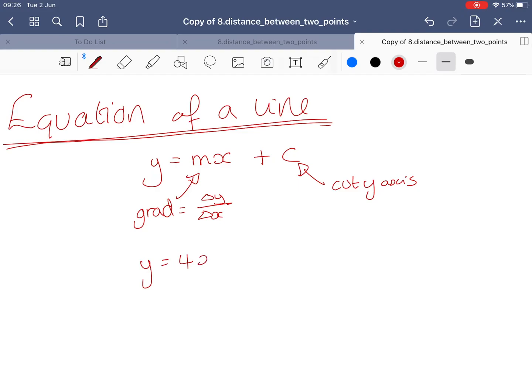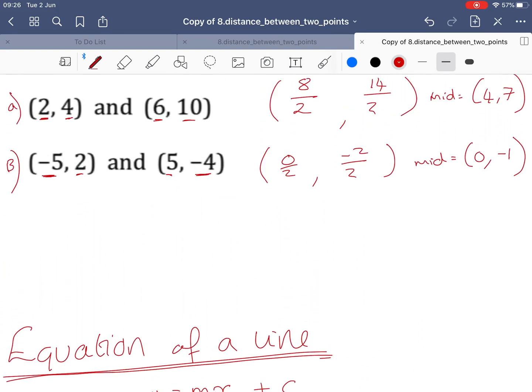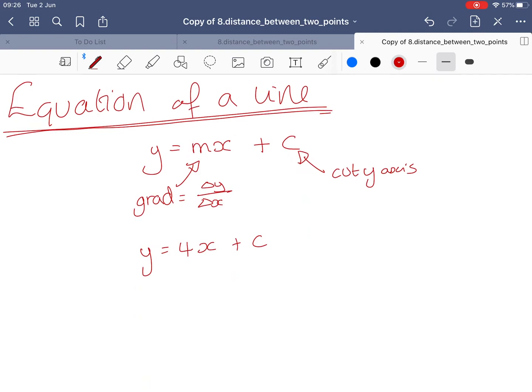So you would have y equals 4x plus c. And they would normally ask you to do it from the midpoint of the line. So let's say you worked out the midpoint is, let's use one of the examples, 4, 7. So you've worked out the midpoint is 4, 7. You know your gradient is 4. To find out this c, you just plug these into it.